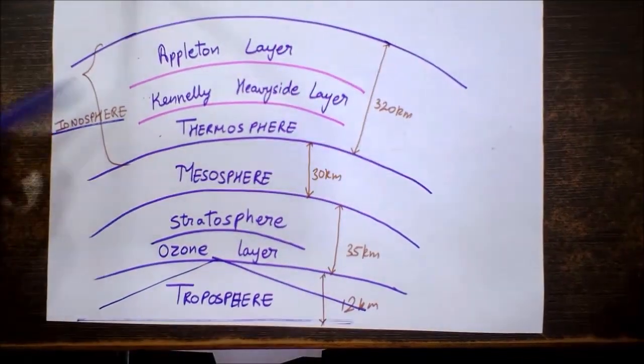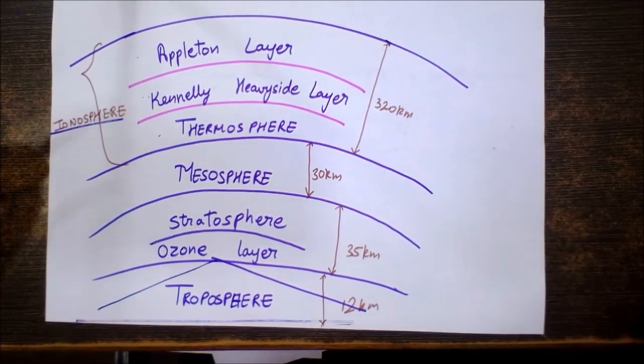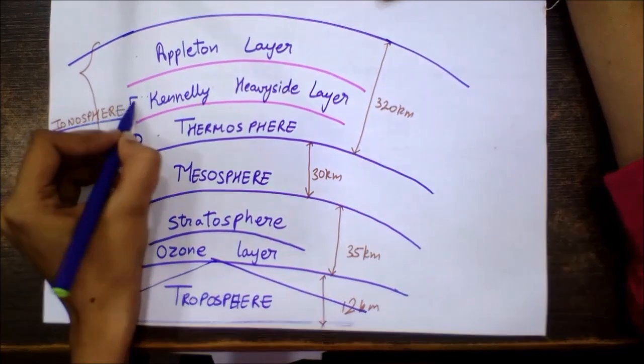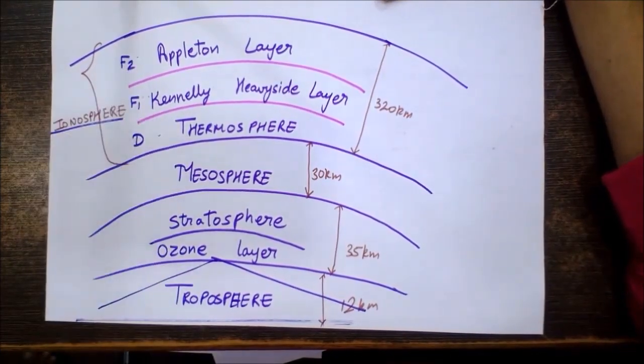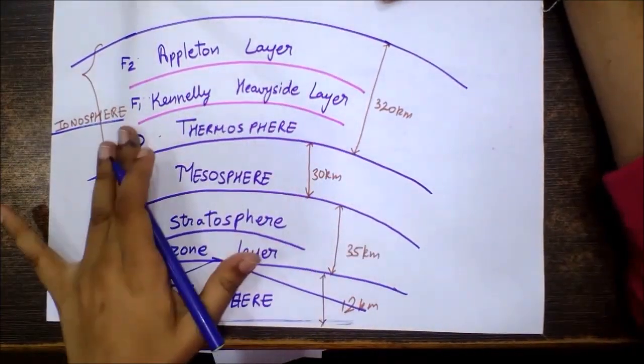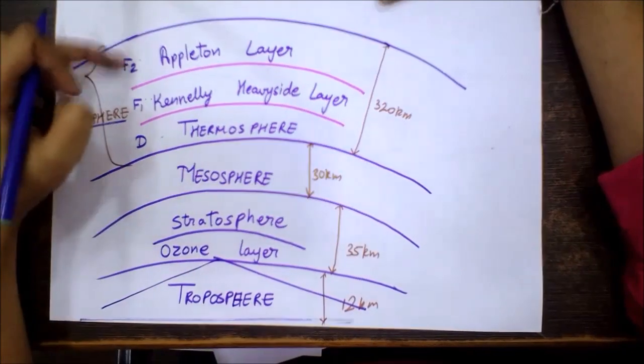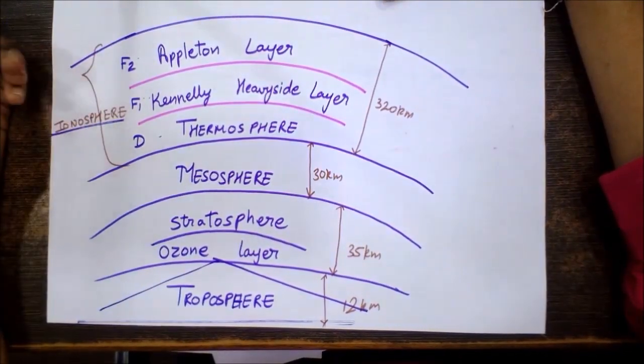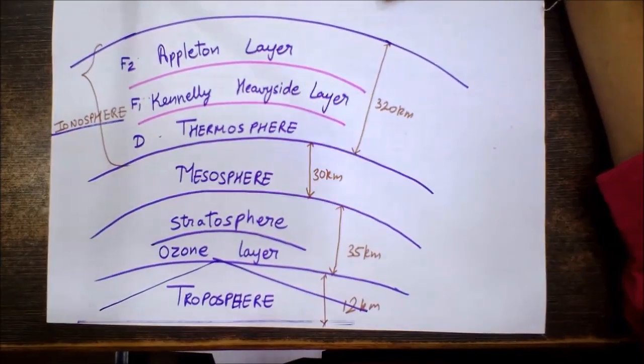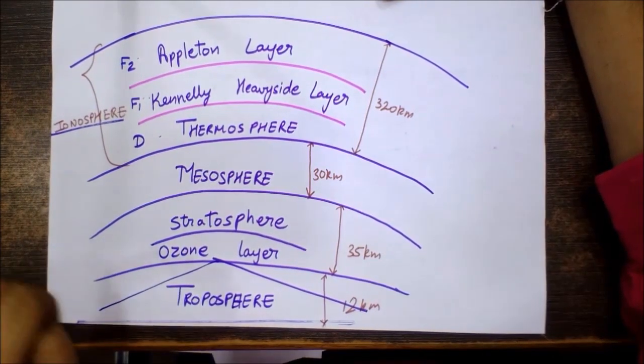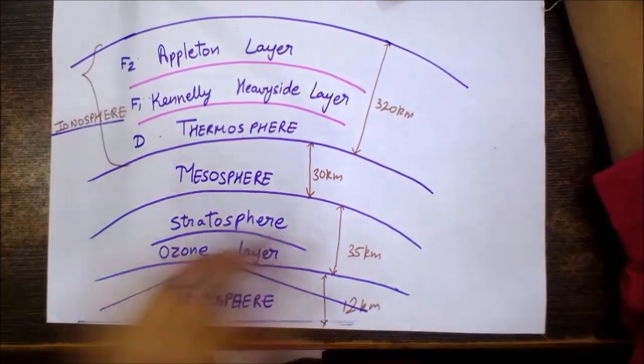But at night the D does not exist. So this is D, this is F1 and this is F2. So at night the D does not exist. The D disappears. F1 and F2 merge to form F. So at night we have only two layers, that is E and F, but in day we have three layers, D, F1 and F2.